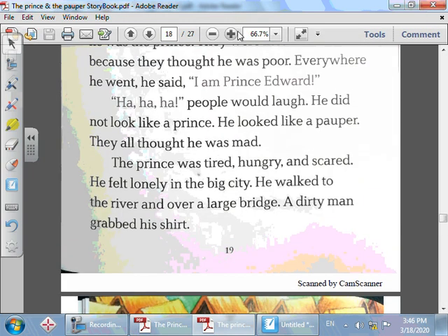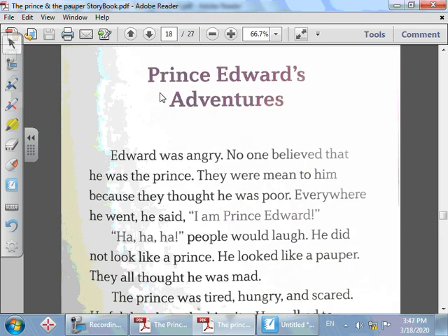Let's see what happened here. Prince Edward's adventures. Guys, what is the meaning of the word adventures? Excellent. Adventures means the trips that have a lot of problems, but they are solved at the end of the story. So it seems that Prince Edward will face a lot of problems. Let's see what happened.